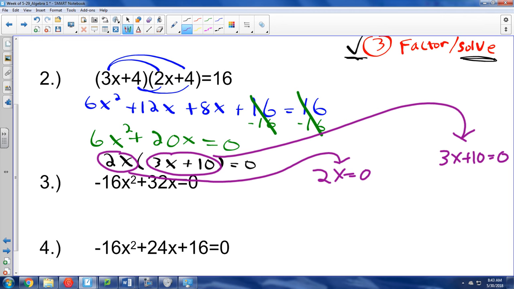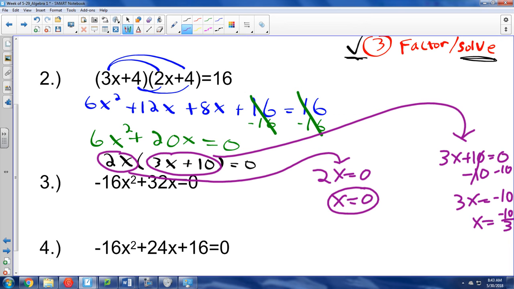Okay? What does this come out to for an answer? 2x equals 0 is going to come out as x equals 0, right? Because you divide 0 by 2, right? And then 3x plus 10, how do we solve that equation? Think about how to solve that equation. Can I get an answer? Caden? Subtract the 10. 3x equals negative 10. So x equals negative 10 over 3. Okay? That's where we're at.